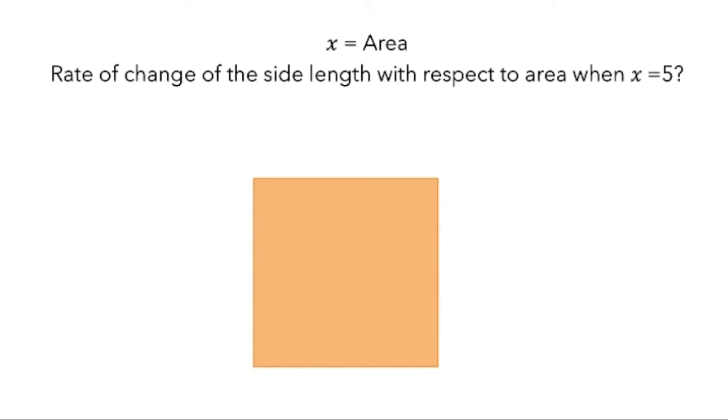Here is a square. If x is the area of the square, what is the rate of change of the side length with respect to the square's area when the area is 5 square centimeters?